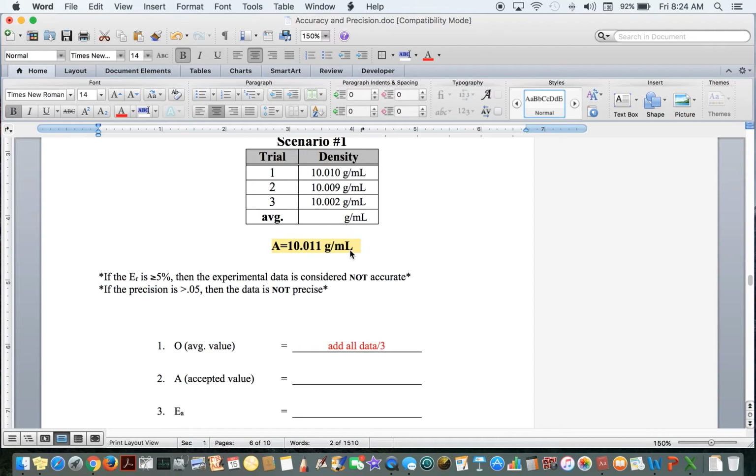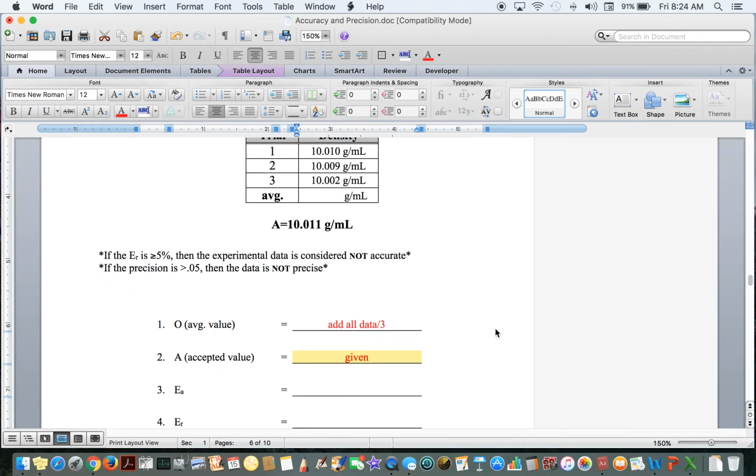Your accepted value is always given to you. It's right here in this case. We get these values from the Handbook of Chemistry and Physics. We get it from the Merck Index. We also get them from your textbook. There's nothing that you need to do in terms of adding, subtracting, multiplying, and dividing. That value will always be given to you.